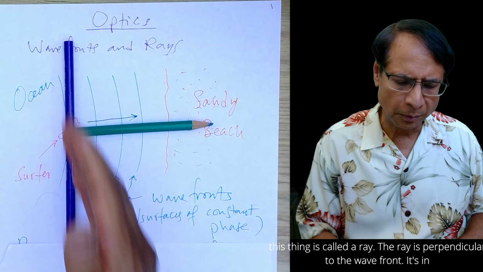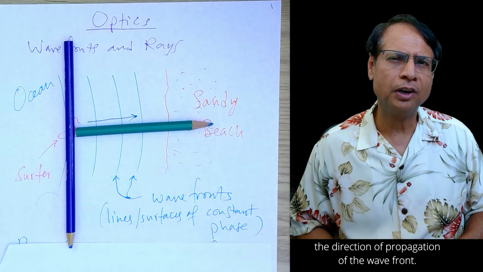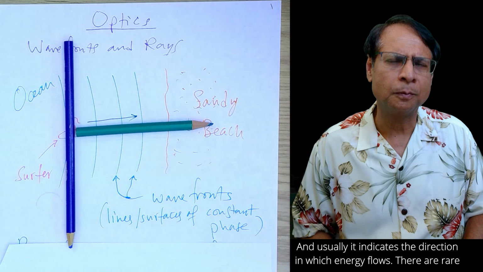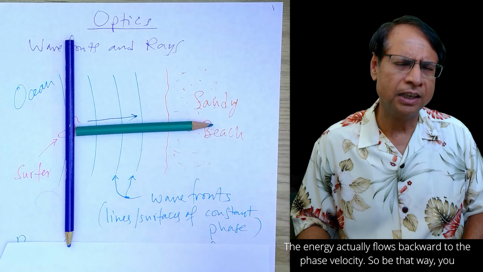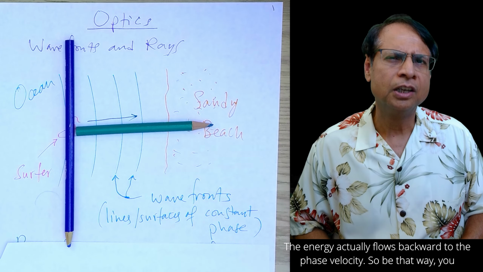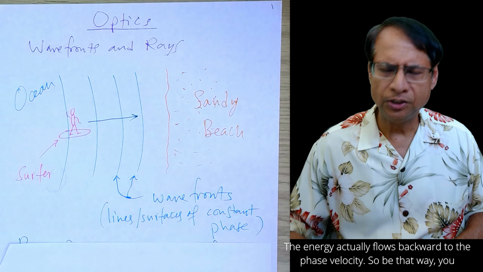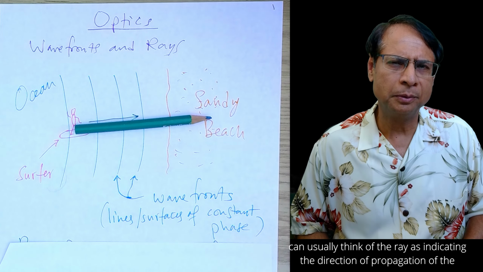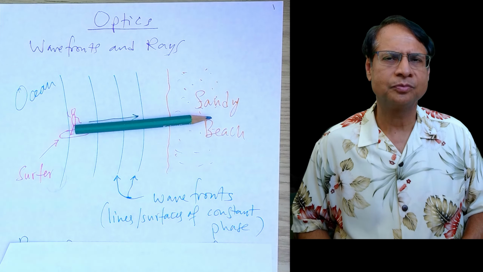The ray is perpendicular to the wavefront. It's in the direction of propagation of the wavefront, and usually it indicates the direction in which energy flows. There are rare exceptions, like certain kinds of metamaterials, where the energy actually flows backward to the phase velocity. Be that as it may, you can usually think of the ray as indicating the direction of propagation of the wave and the direction of flow of the energy as well.